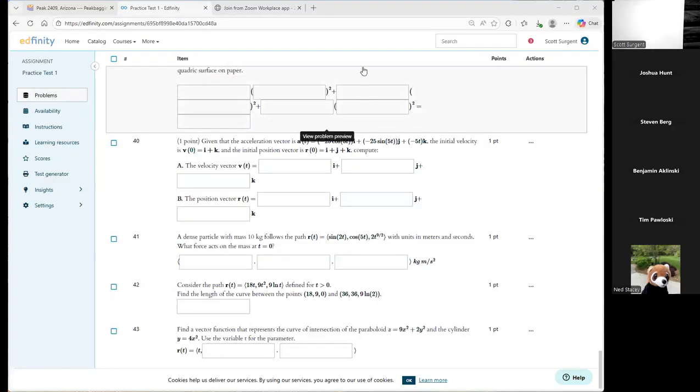All right, so this is 41. A dense particle with a mass of 10 kilograms follows the path r of t. It's just sine 2t. Now, this is a case where you use radians if it comes up. Let's see. We want to find what's the force that acts on the mass at t equals 0.